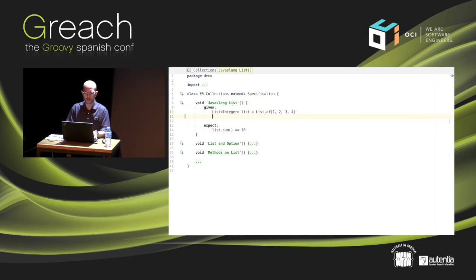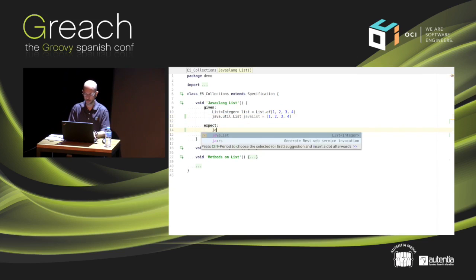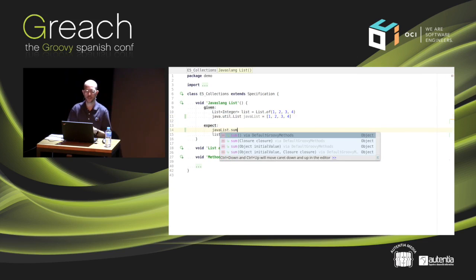If we create a java.util.List, so a Java list, we can say 1, 2, 3, 4, right? So this is a Java list from a Groovy point of view. We can define it like this. And here we have the same method, sum, but this method comes from default Groovy methods. If you are using just plain Java, you don't have this method.